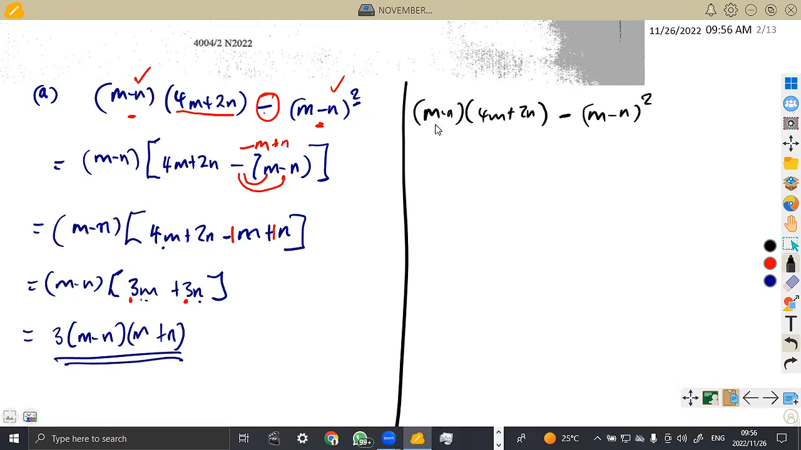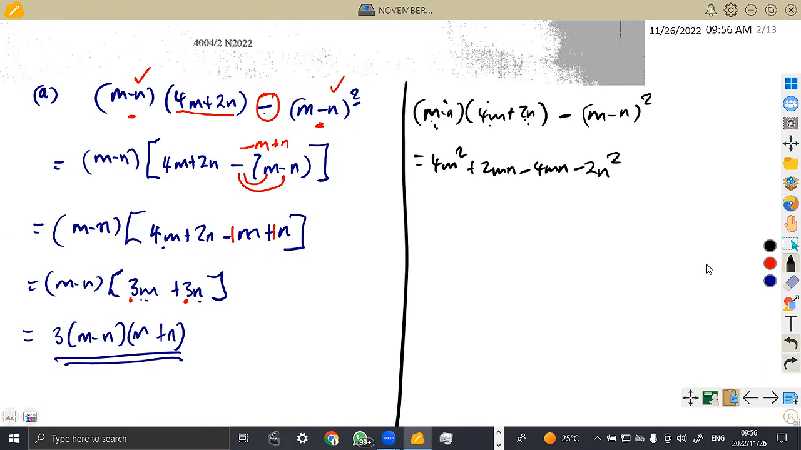So we're going to expand here: m times 4m is going to give you 4m squared. If you multiply m and 2n, it's going to be 2mn. We move on to minus n and 4m, which is minus 4mn. Minus n and 2n, that's minus 2n squared. So that's what you're going to have from this part.